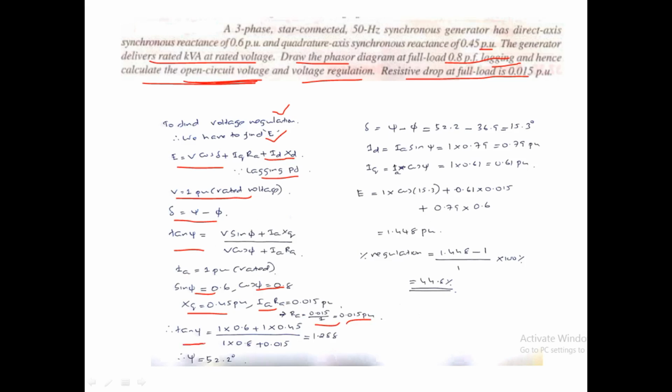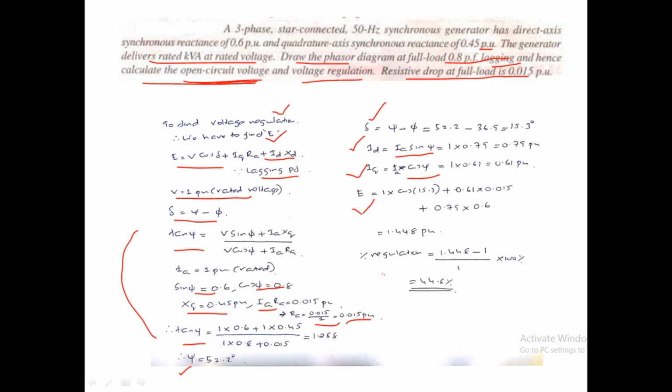Now what is tan psi? Substitute all the values here, then you will find psi. From that you can find delta. What is ID? ID equal to IA into sin psi. What is IQ? IQ equal to IA into cos psi. Now what is E? You substitute all the values you got here, then you will find E.